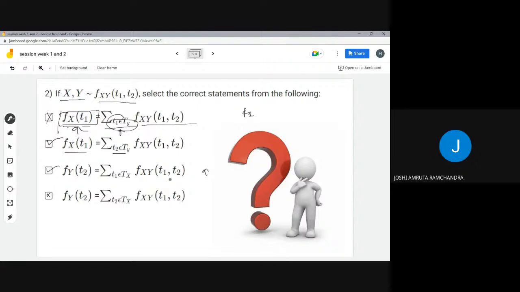Marginal. Please, the person who is asking, please let him speak. Can you tell me what is the notation of this? What is it? No idea, sir. Is it the marginal probability as you see in the lectures? Have you seen the lectures of the week?